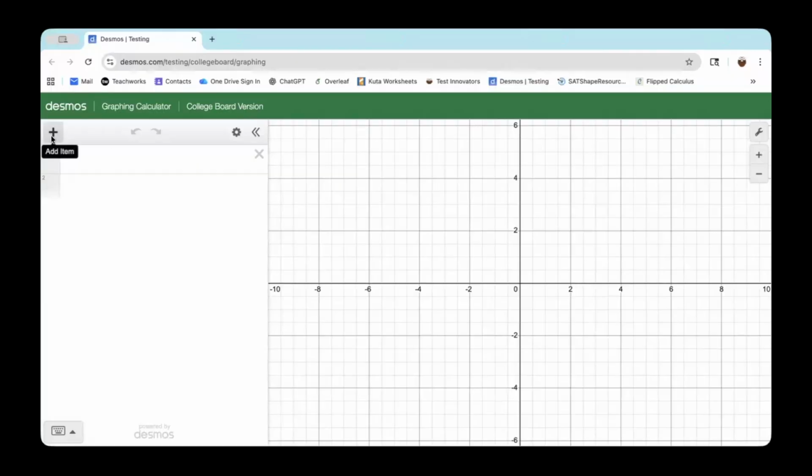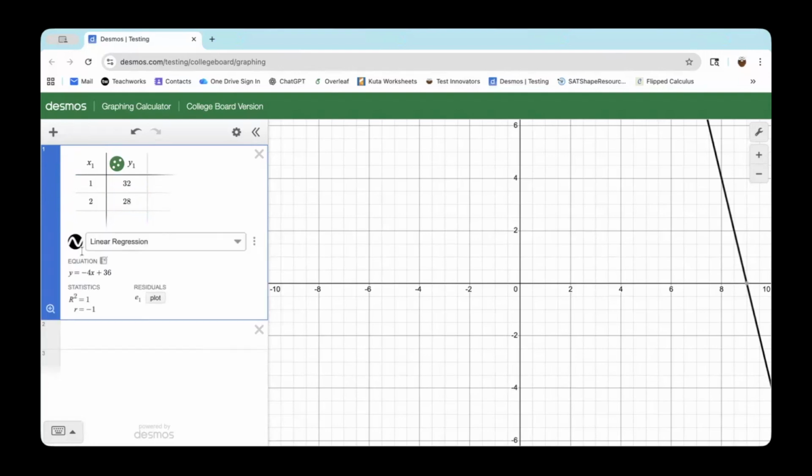So if I go to Desmos, what you're going to do is add a table. And then I'm going to put in 1 comma 32. Again, you only need 2 points. You don't have to waste your time putting in the full table. And then 2, 28. And then you just hit add regression, and you can see right here, it just gives you the equation of the line. So they tell us that the equation is y equals negative 4x plus 36.